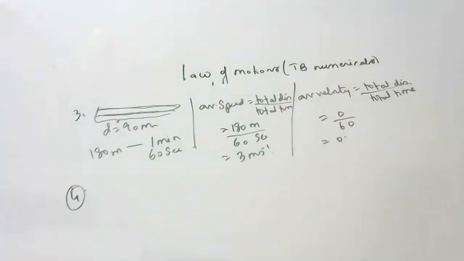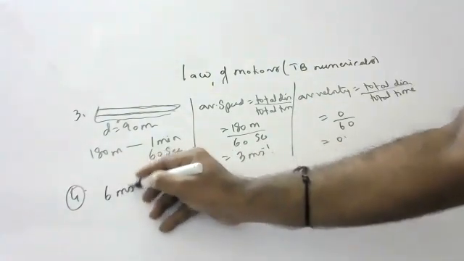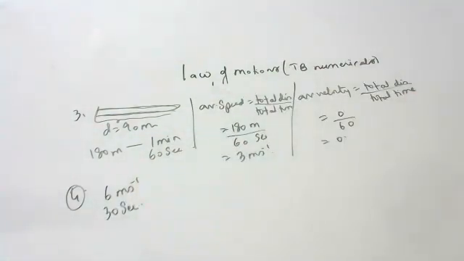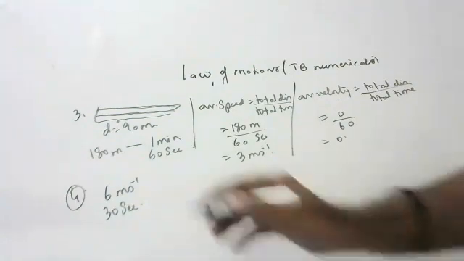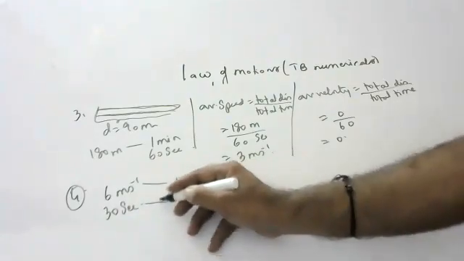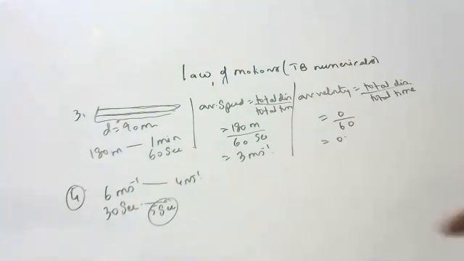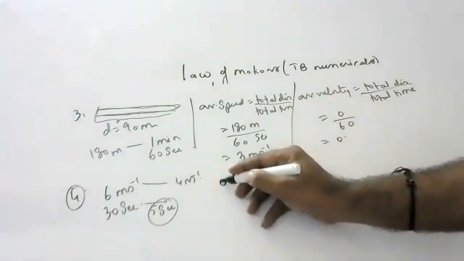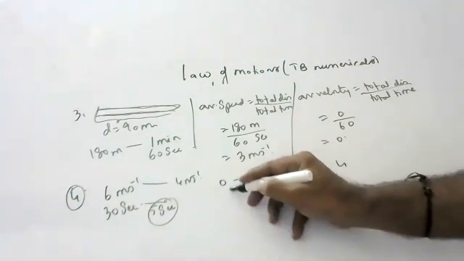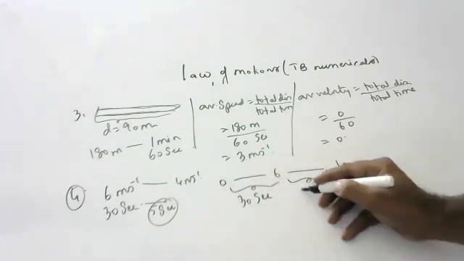Rahul paddles a cycle to attain a velocity of 6 meters per second. Children, to get 6 meters per second, he takes 30 seconds. Then he applies brakes and the velocity of the bicycle comes down to 4 meters per second in the next 5 seconds. Calculate the acceleration in both cases. Initially he was at 0, then 0 to 6, then 6 to 4. From 0 to 6 he took 30 seconds, and from 6 to 4 he took 5 seconds.